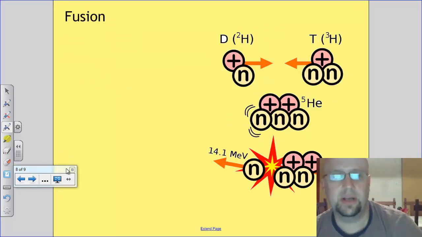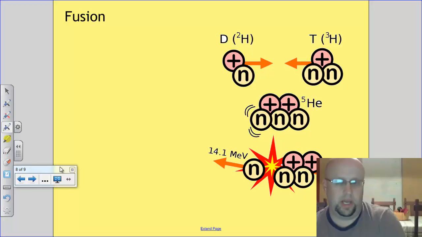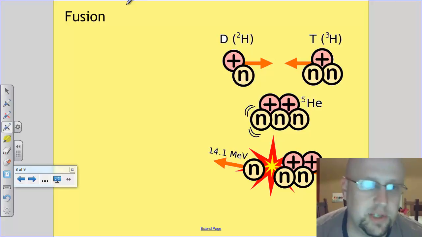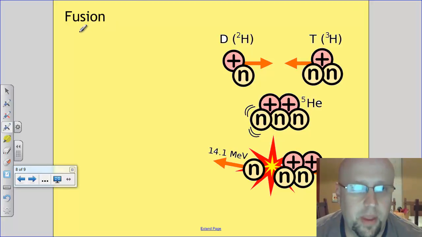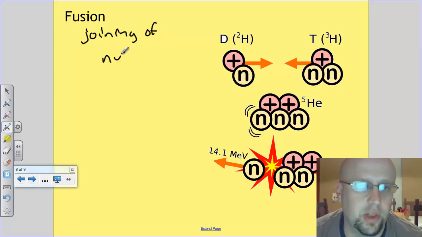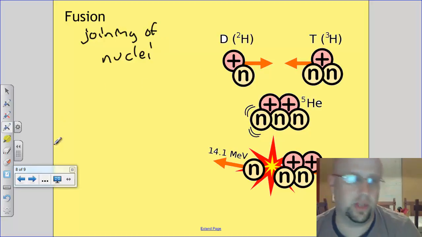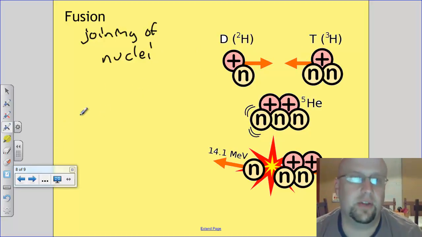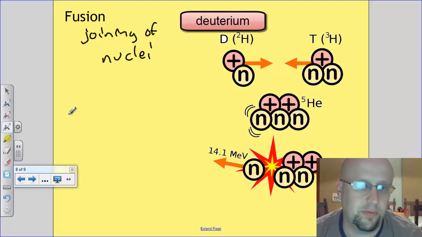Okay, so how's that different than fusion? Okay, well, whereas fission was the splitting of an atom, fusion is essentially the total opposite of that. Fusion is the joining of nuclei. Okay, so you're going to take two nuclei, and you're going to fuse them together. That's where we get the term fusion from, from fusing things together. They're going to join together.